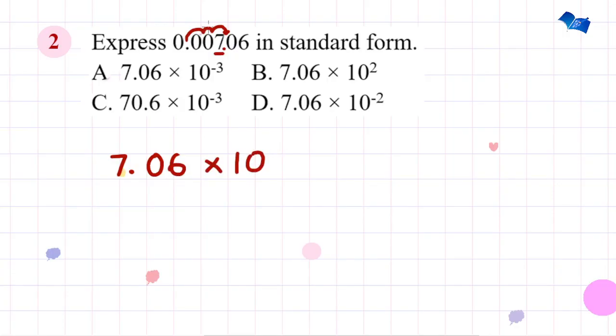What will you put as the power? How many times did you move the decimal point? We moved it 1, 2, 3. So that would be raised to power 3. But then, since you are moving to the right, the power will take a negative sign. If you move the decimal to the left, then it will take a positive sign. But if it is to the right, it takes a negative sign. So the answer is 7.06 times 10 raised to power minus 3. That's it in standard form.